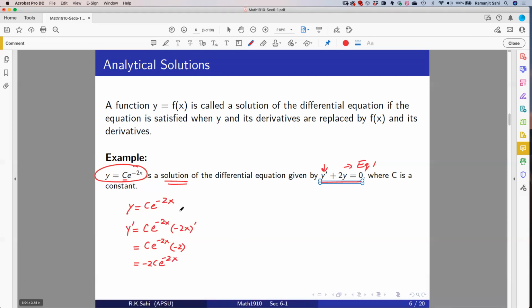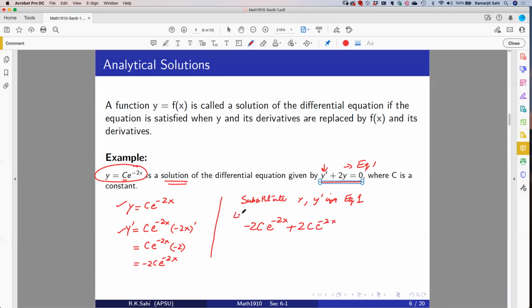Okay, now let's go ahead and substitute it over in equation 1. So we are going to substitute y and y prime in equation 1. Okay, so what is y prime? Negative 2 c e to the power negative 2x plus 2, and what is y? C e to the power negative 2x.